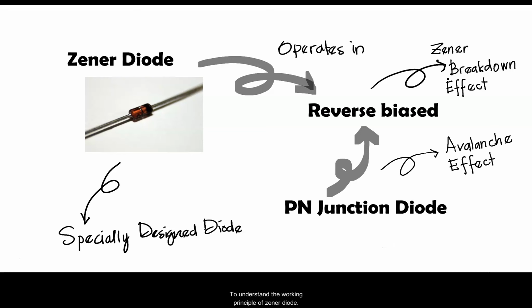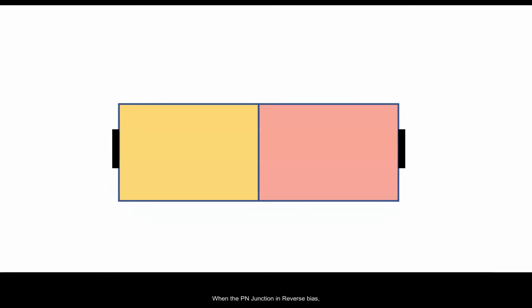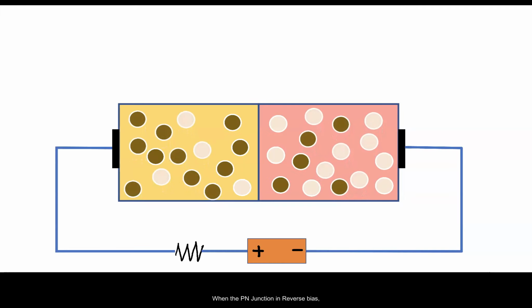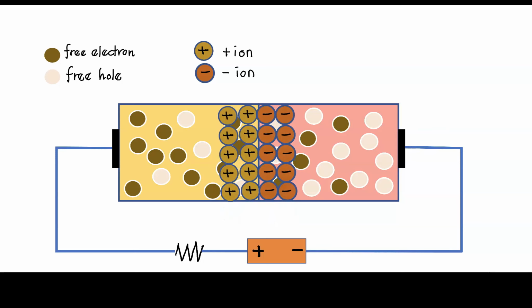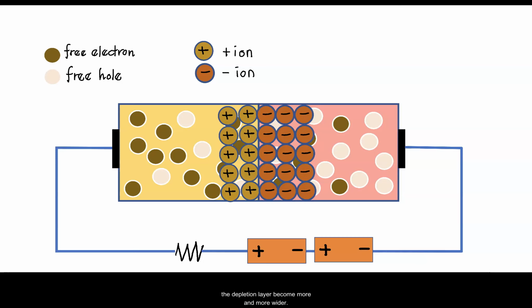To understand the working principle of Zener Diode, let's discuss the Avalanche Effect. When a PN junction is in reverse bias, the depletion layer becomes wider. When the reverse bias voltage is increased gradually, the depletion layer becomes wider and wider.